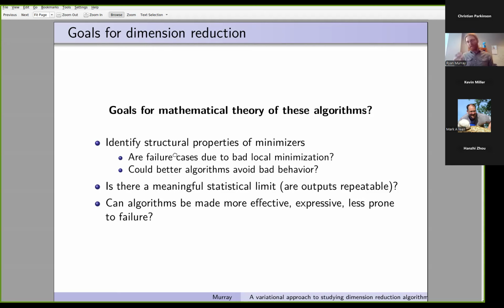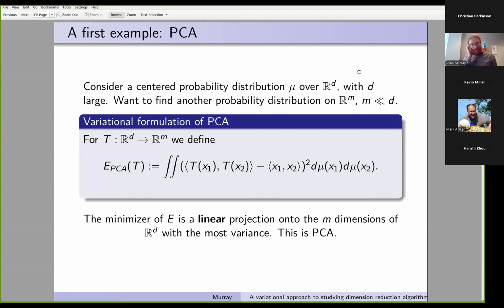Finally, there's always, I think, the potential for us to construct better algorithms that are more effective, more expressive, and less prone to failure. So this is another motivation for trying to understand the mathematics behind these: it should facilitate better algorithms as well. Okay, cool. So with that, I want to start with a first example.